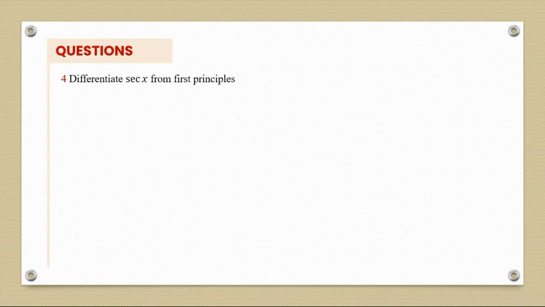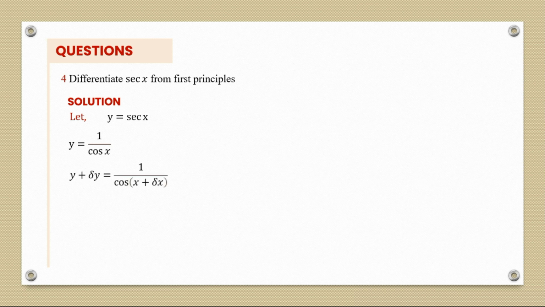Alright, so moving on to question number 4, we're being told to differentiate sec x from first principles. So how do we solve this? We're going to let y be equal to sec x, but remember that sec x can be represented as 1 over cos x. So now, wherever there is a y, we introduce a change in y, and wherever there is an x, we introduce a change in x. So now, making change in y the subject, this is what we end up having.